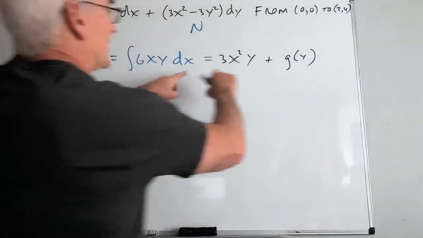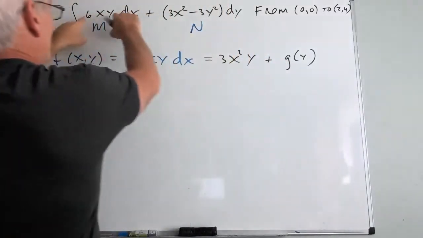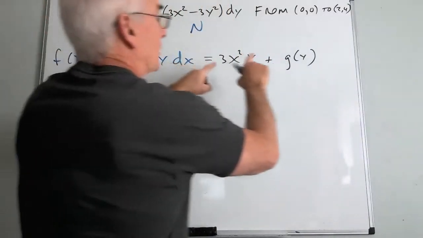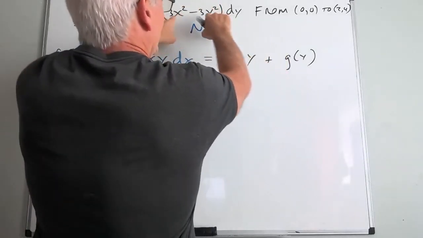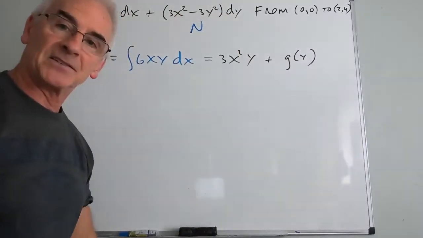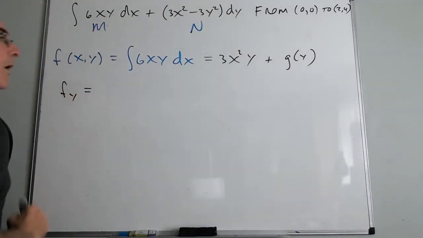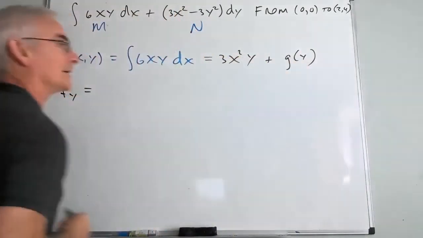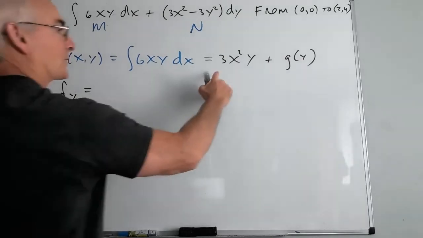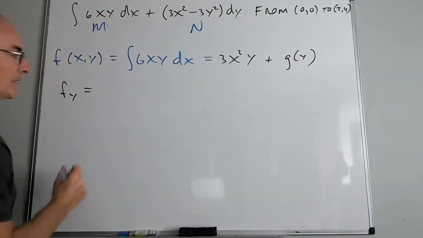Well, if I said, what's the partial of this with respect to x, I get this. If I say, what's the partial of this with respect to y, I get this. So that's my next step. What is the partial of f with respect to y? Let's differentiate this with respect to y. And what would I get? With respect to y, I would get what there?